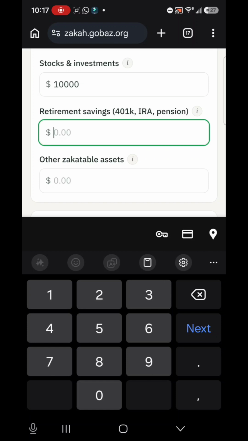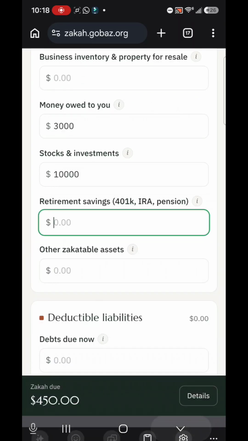And there are penalties if you take it out before your retirement. Technically, you can deduct those penalties that you're going to pay and put them down on your deductible liabilities if you want. You can also start paying the zakah on these when you start to get your money.